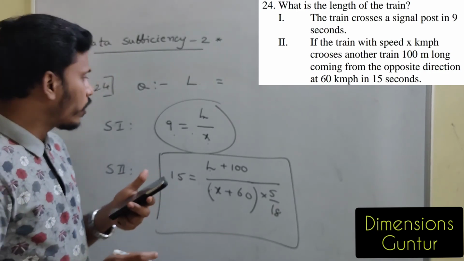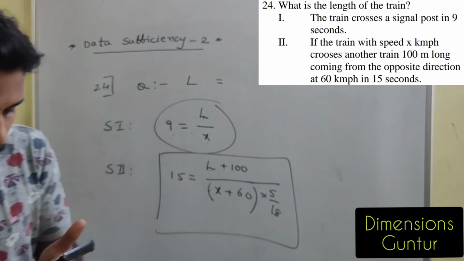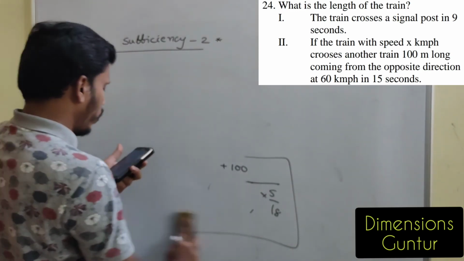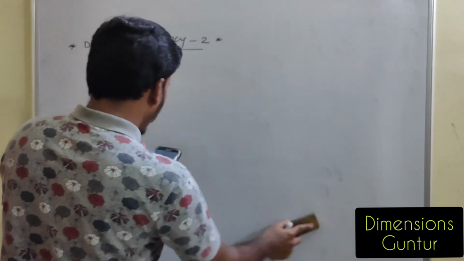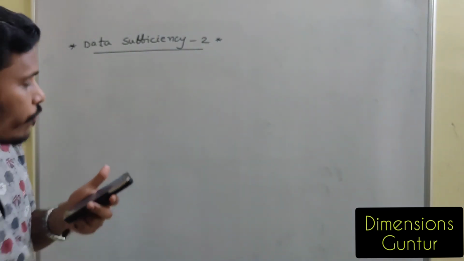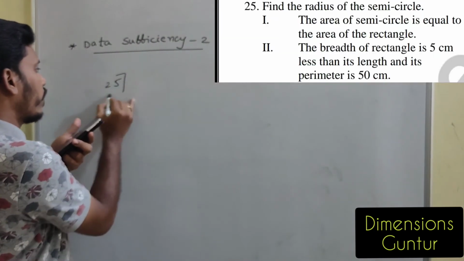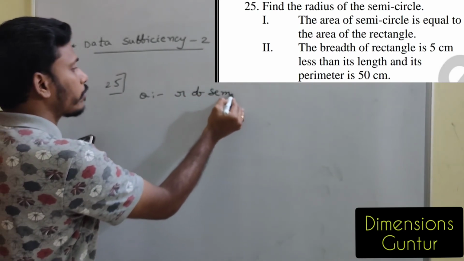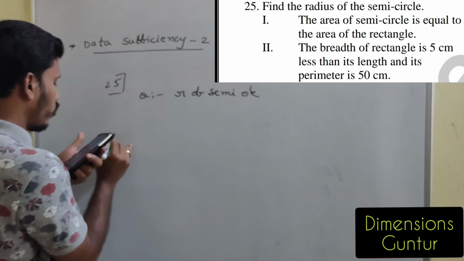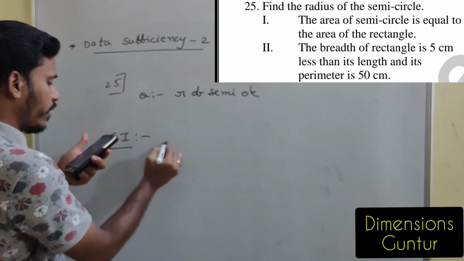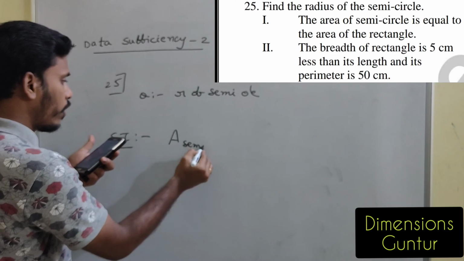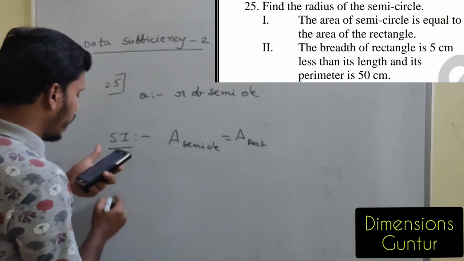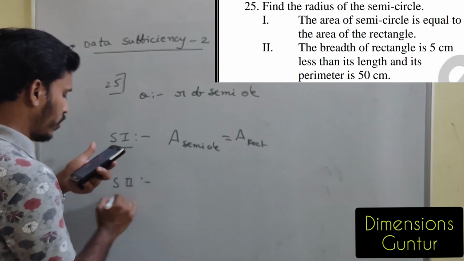Okay, that's 24. Then you need to think about the next problem, 25. Just look at the board, 25. Here in this problem we need to find the radius of the semicircle. The question part is the radius of the semicircle. Statement 1 is given that the area of the semicircle is equal to the area of the rectangle. That is statement 1. Then think about statement 2.